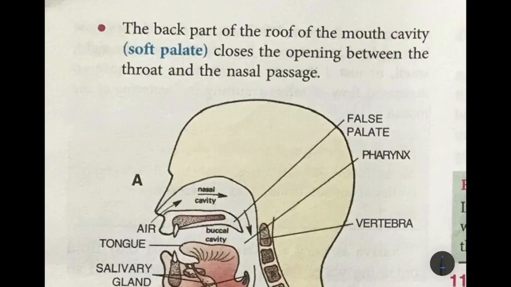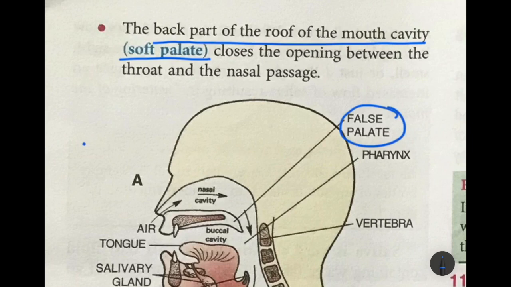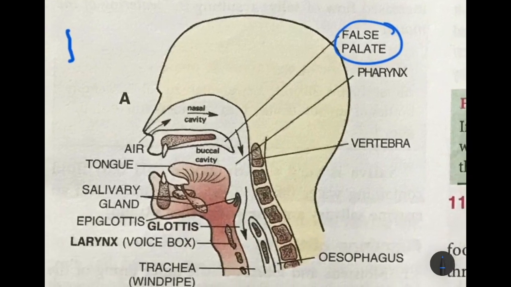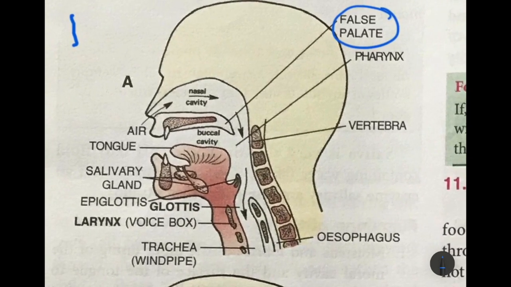When the bolus is forced into the throat, the back part of the roof of the mouth cavity, which is also known as the soft palate or the false palate, as you can see in this diagram, rises up and closes the opening between the throat and the nasal cavity. So food will not go in the upward direction towards the nasal cavity.